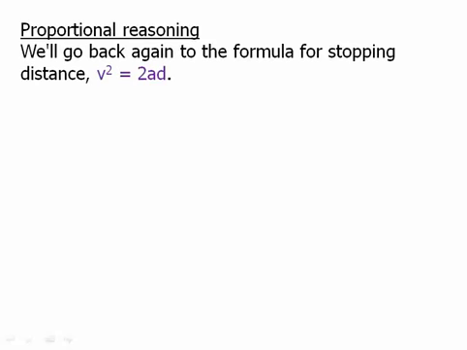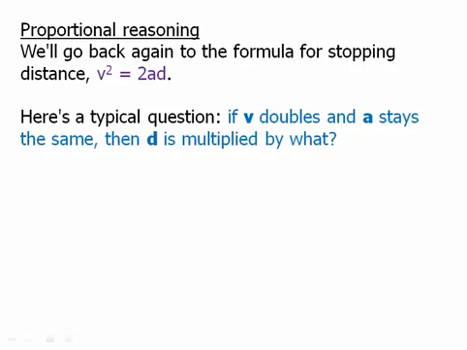Now we can talk about proportional reasoning questions. We'll go back to that same formula for the stopping distance, v squared equals 2ad. Here's a typical question. If v doubles and a stays the same, then d is multiplied by what? The test loves this kind of question where some of the quantities are multiplied by this, or doubled, or halved, and then what happens to this other quantity? They love this. So how do we approach this?